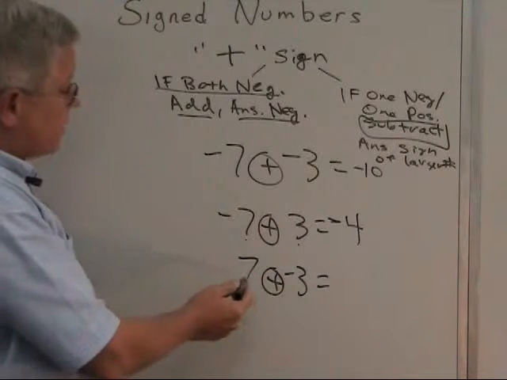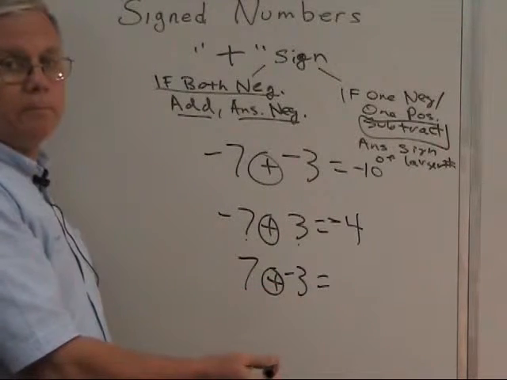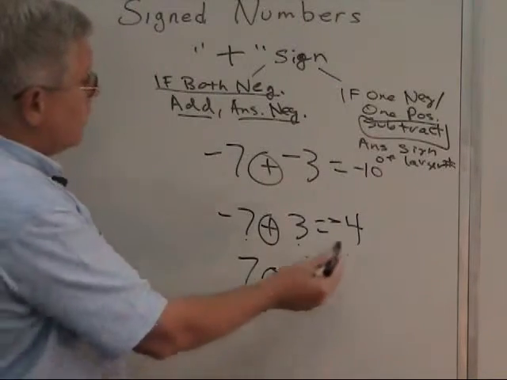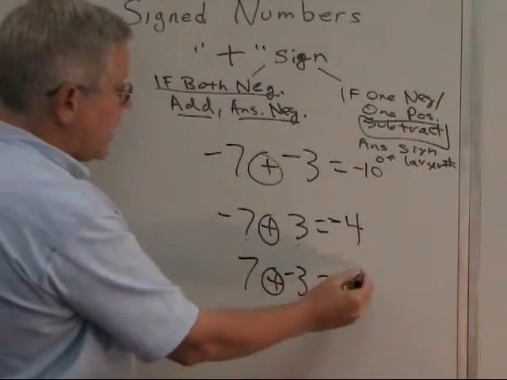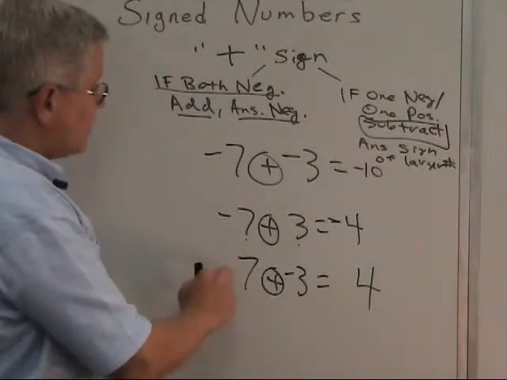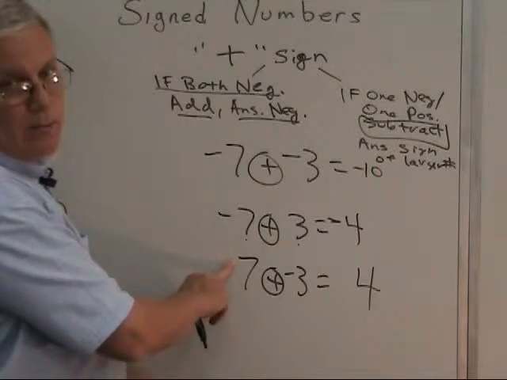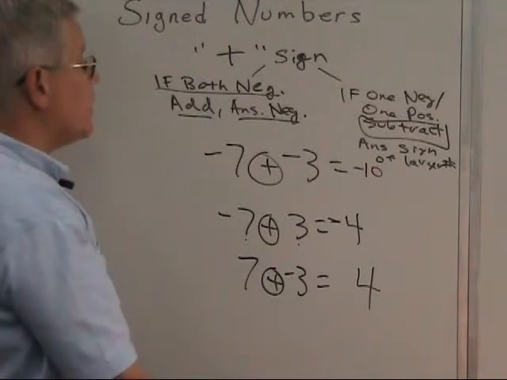The third example, 7 plus -3. Again, one negative, one positive, so you subtract, give the sign of the larger. The 7 was larger, with no sign, meaning positive, so your answer is +4.